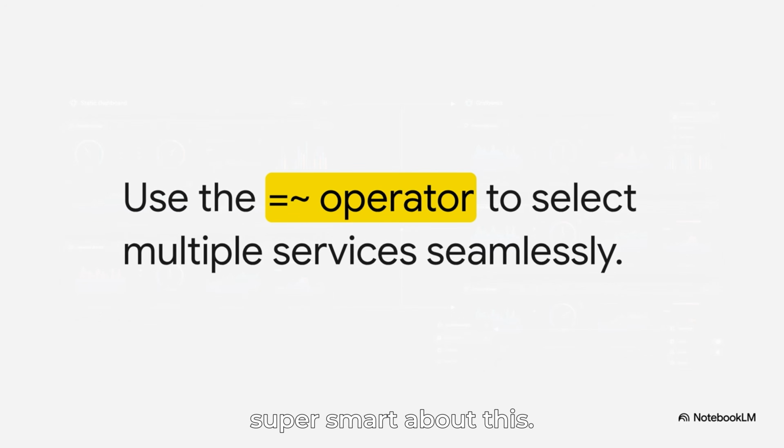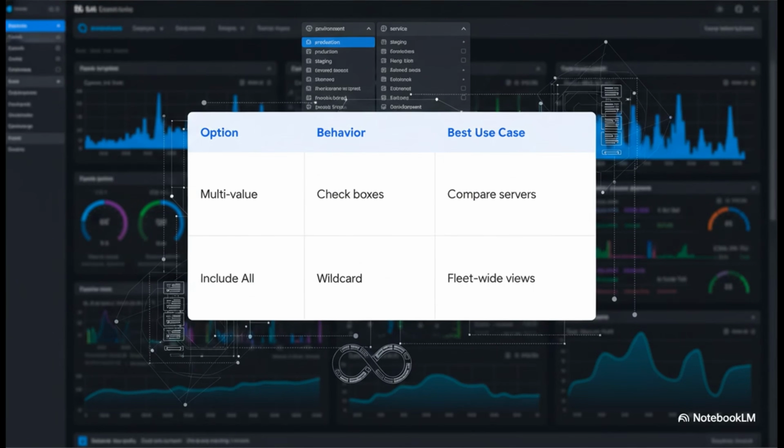And Grafana is super smart about this. If you're running Prometheus, it automatically formats your multiple selections with pipe characters, making the regex work flawlessly behind the scenes. So let's break down how we scale this kind of filtering.